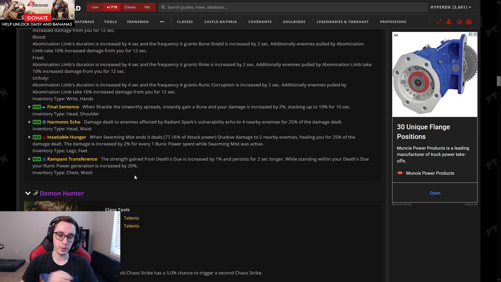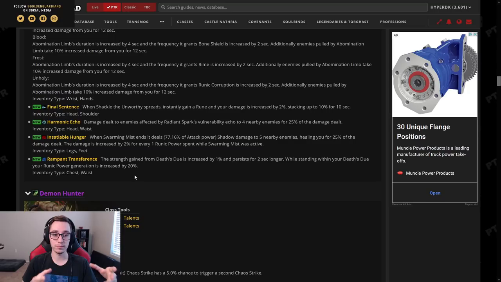Then for Night Fae, we have the strength gained from Death's Due increased by 1% and persists for 2 seconds longer. While standing within your Death's Due, your runic power generation is increased by 20%. This one, on a Frost DK with Breath of Syndragosa, obviously you generate more runic power, you're able to keep breath up longer, and Death's Due has a fairly good uptime. It's not like Insatiable Hunger where Swarming Mist is only up once every minute. With Death's Due, you have like 90% or 80% uptime, if I remember correctly.